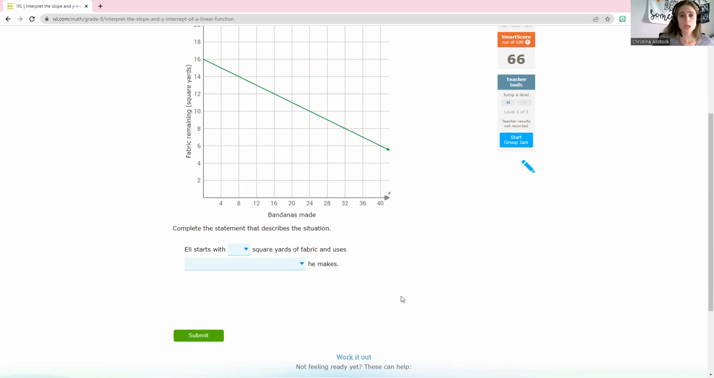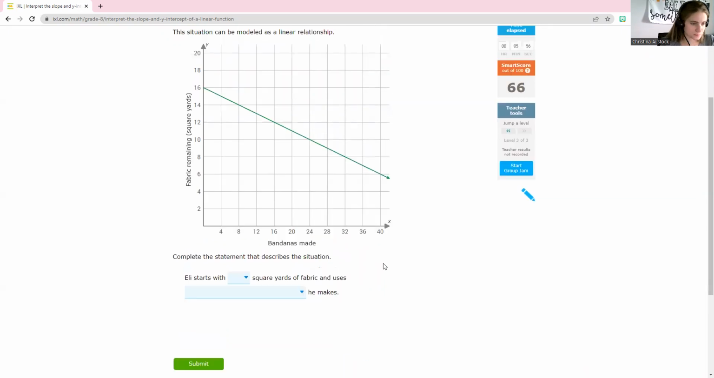Well, which one of these, just so we can continue to make that connection, is going to be our y-intercept? Well, our y-intercept is where our graph begins, so it's always going to be that initial value. So that's going to be this first box right here, how many square yards of fabric he starts with, because that would be that initial, that beginning point.